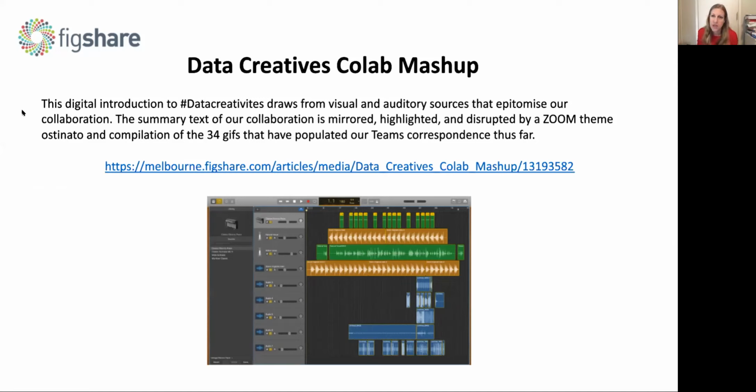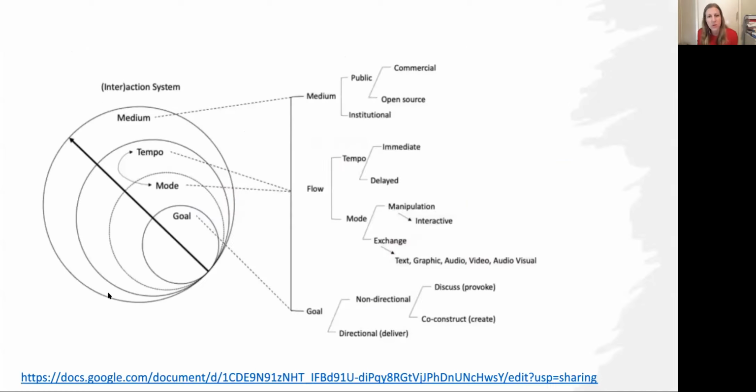So we wrote our initial introduction to our collaboration back in, when was it? May, perhaps? And I've set the words of that introduction to, I'm going to use a very loose term, music, but it is actually a summary of our collaboration, which is mirrored, highlighted, but also disrupted by the Zoom theme, which I've used as an ostinato. And then what I've done is I've used the 34 GIFs that we have so far populated our team site with.